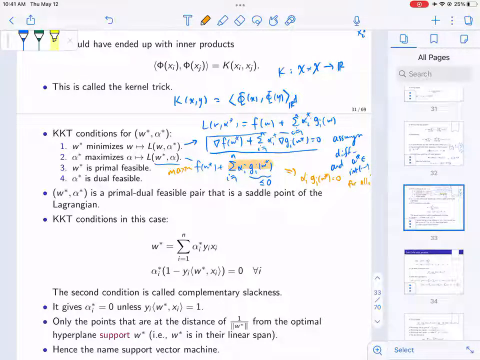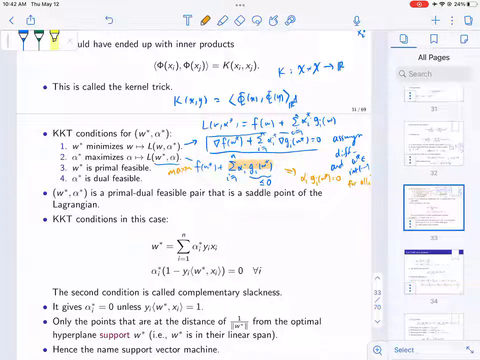This is the saddle point condition, which implies that each individual term has to be 0. This is called complementary slackness. What it essentially says is that if the constraint is active, which means that these g_i are strictly less than 0, then alpha_i has to be 0. If it's not active, it has to be 0.